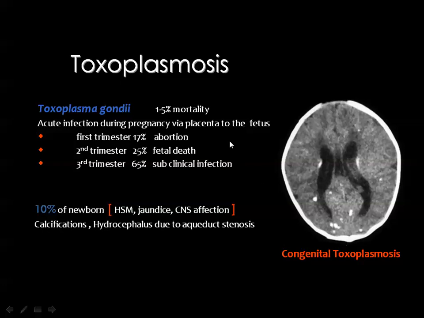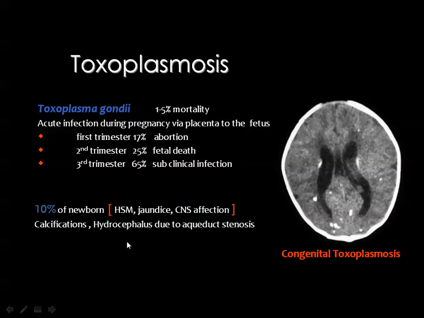And Toxoplasma gondii is the protozoon which usually occurs as an acute infection during pregnancy by the bloodstream, as we have said. And if the infection occurs in the first trimester, it will result in abortion in 17% of the cases. In the second trimester, fetal death occurs in 25% of cases, while late in the third trimester, 65% will have subclinical infection, and they will present by intracranial calcifications.